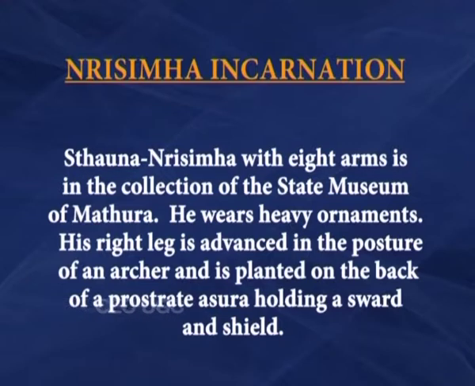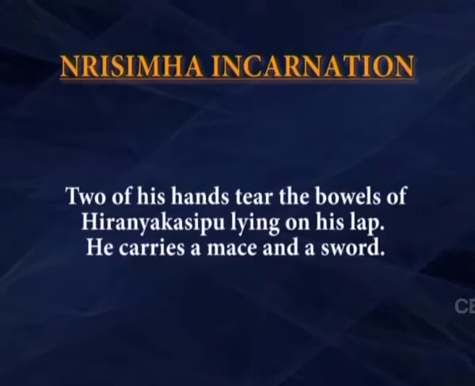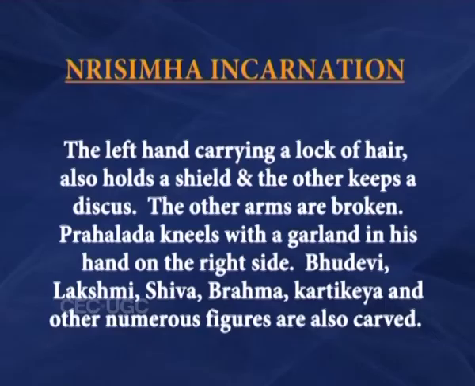His right leg is advanced in the posture of an archer and is planted on the back of a prostrate asura holding a sword and shield. Two of his hands tear the bowels of Hiranyakashipu lying on his lap. He carries a mace and a sword. The left hand, carrying a lock of hair, also holds a shield and the other keeps a discus. The other arms are broken.